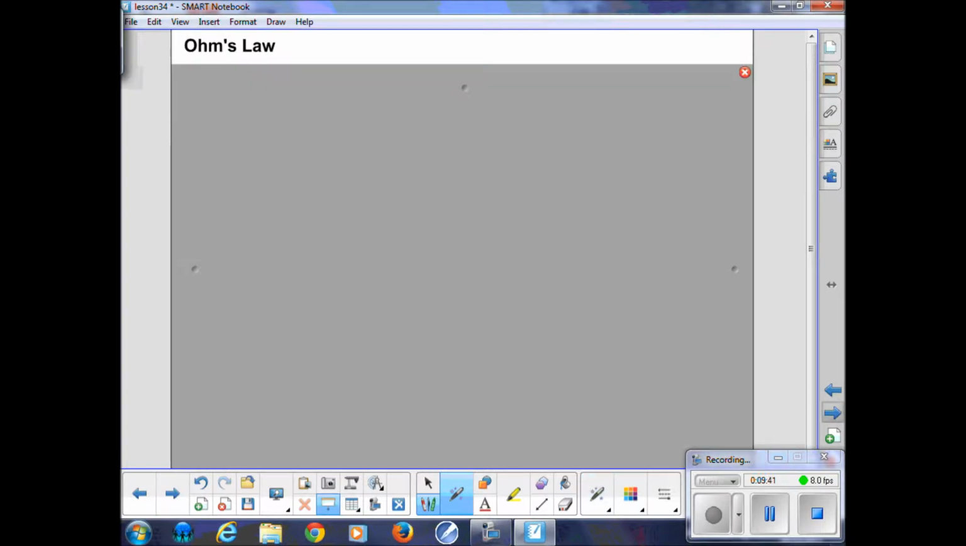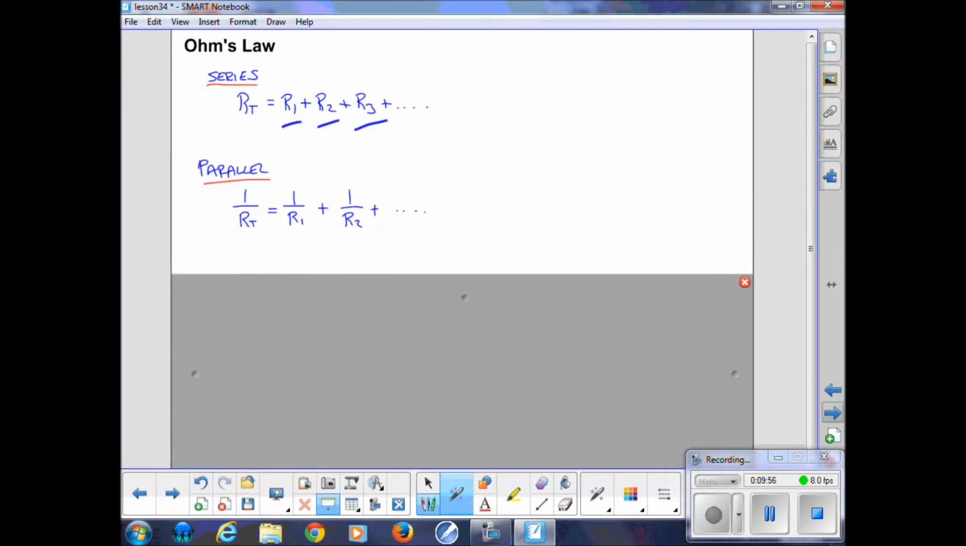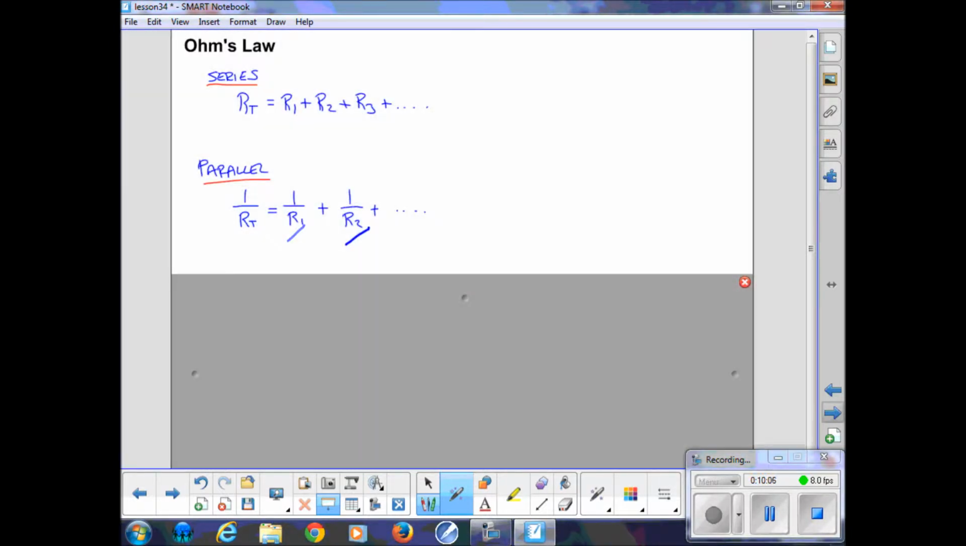So then we moved on to Ohm's law, or we talked about Ohm's law in the course. There are 2 different Ohm's laws, so to speak. There's the one for series, and if something's in series, you just add your resistors up, R1 plus R2 plus R3. If they're in parallel, you have to add the reciprocals up. 1 over R1 plus 1 over R2, and that gives you 1 over RT. All right, so it means you'd have to flip your final answer.